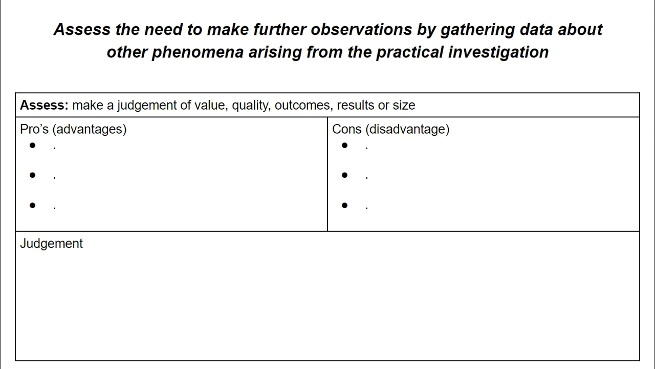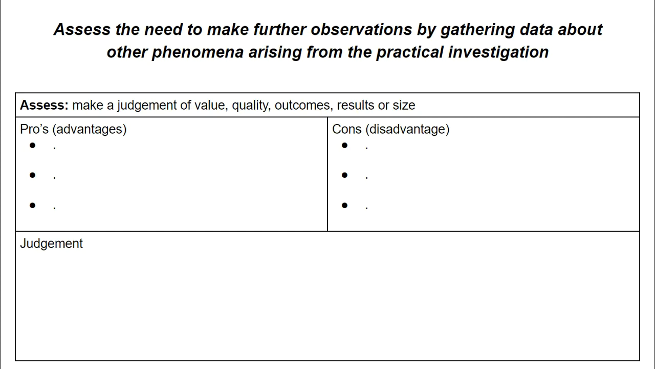So when we look at our assess response for this video, we're going to look at the question that says, assess the need to make further observations by gathering data about other phenomena arising from the practical investigation. So we're going to make a judgment. That's what our assess verb requires us to do. And so the advantages and disadvantages of making further observations.